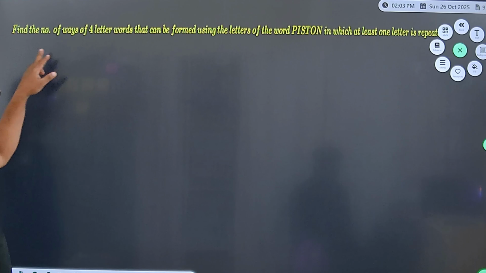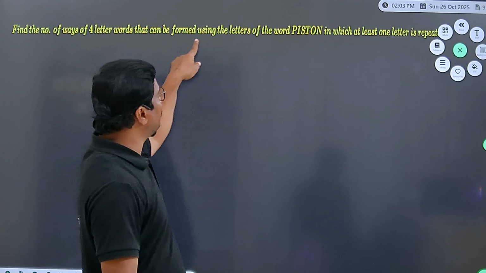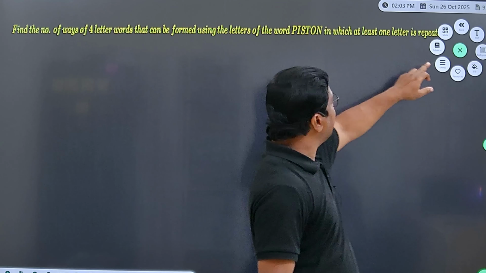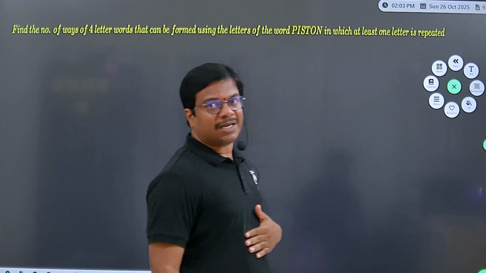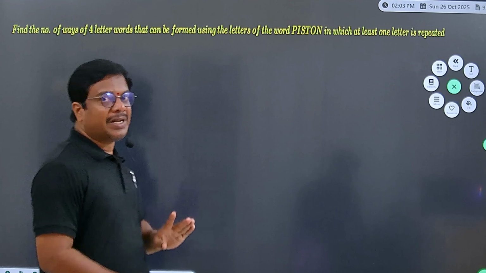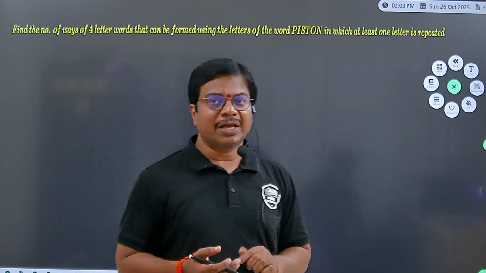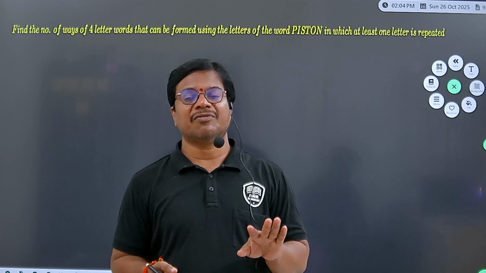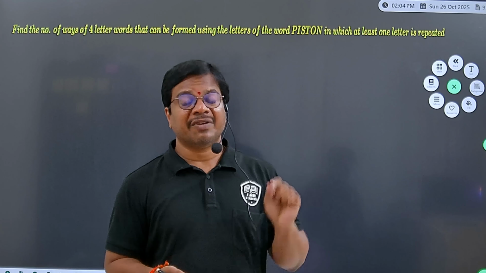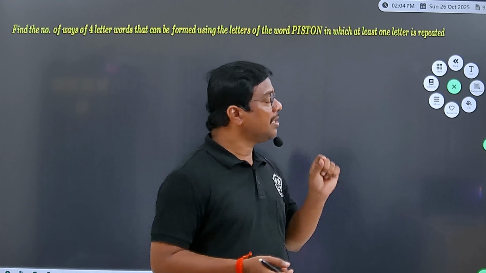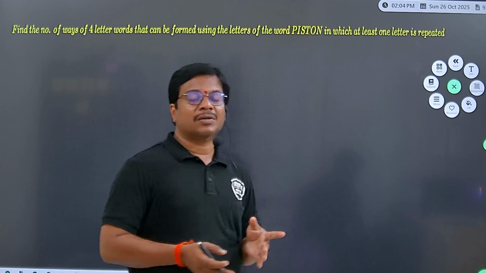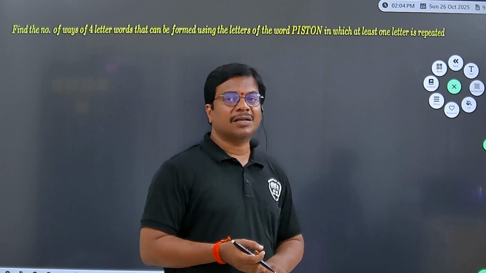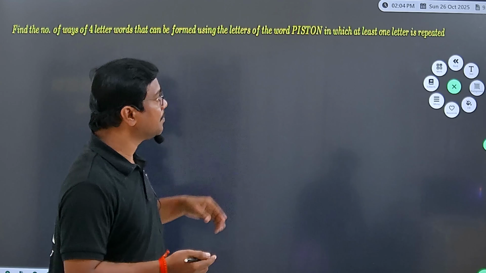See this question. Find the number of ways of 4-letter words that can be formed using the letters of the word PISTON, in which at least one letter is repeated. Without repetition, if you are arranging r objects from given n different objects, you know the formula nPr. With repetition, the formula is n power r. So from total n power r, if you remove nPr, then we get this result.